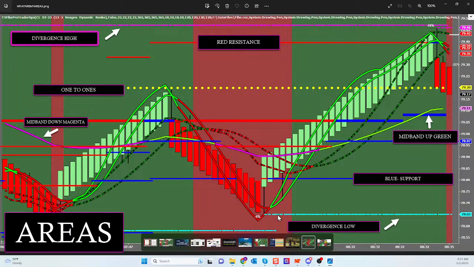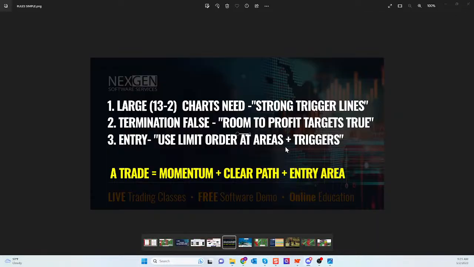Divergence lows, when this cyan line prints from a low, it lets you know that as price pushed down, momentum didn't follow. It becomes a key area that may create a reversal. Red Fibonacci resistance, blue Fibonacci support, yellow 1-to-1s. Guys, these are all areas that may create a bounce in the market, that may create a reversal. And if nothing else, there's something that create a reaction.